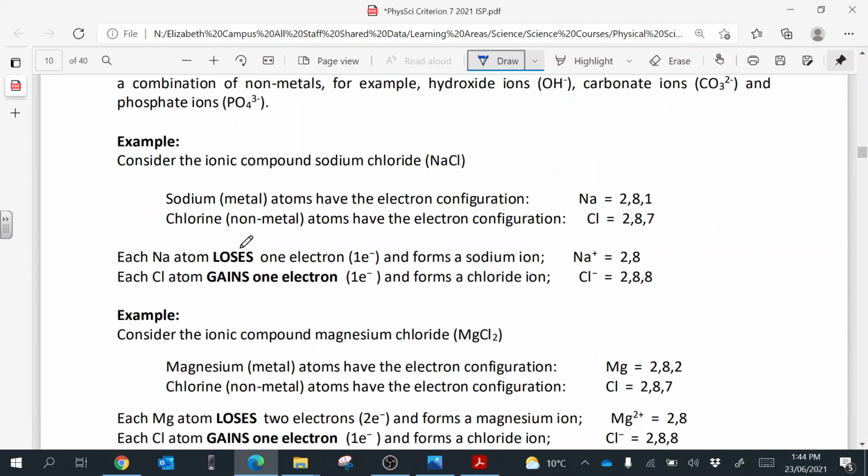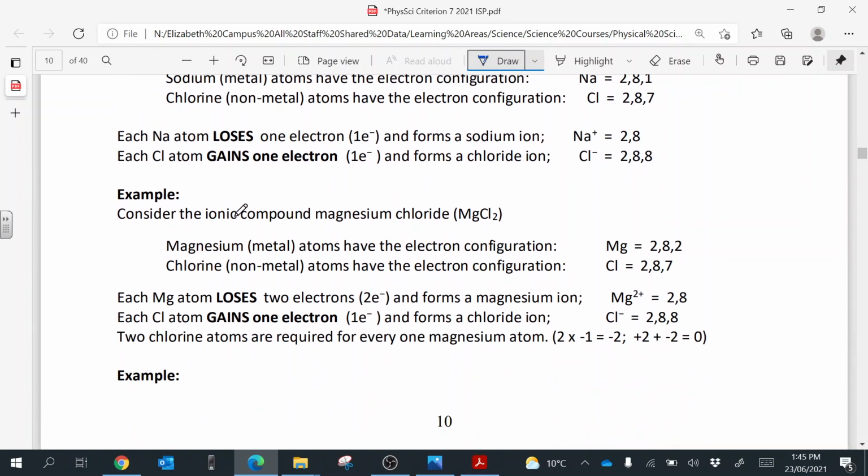Okay, so the example here, consider the ionic compound sodium chloride. It's table salt. So this is one, it's good to remember this one, table salt is sodium chloride. Sodium metal atoms have electron configuration 2, 8, 1. Chlorine non-metal atoms have electron configuration of 2, 8, 7. Each sodium atom loses 1 electron and forms a sodium ion, 2, 8, Na+. Each chlorine atom gains 1 electron and forms a chloride ion, 2, 8, 8.